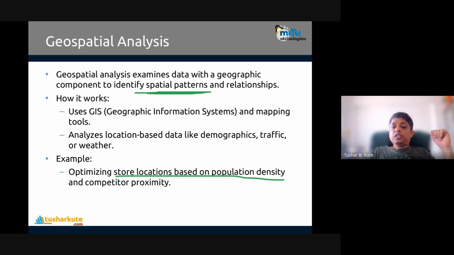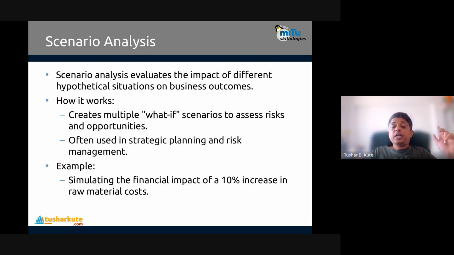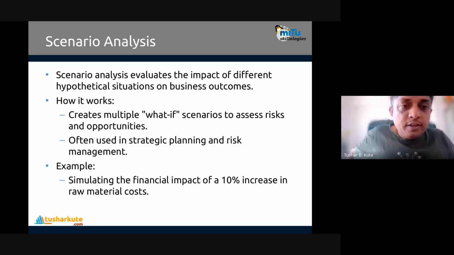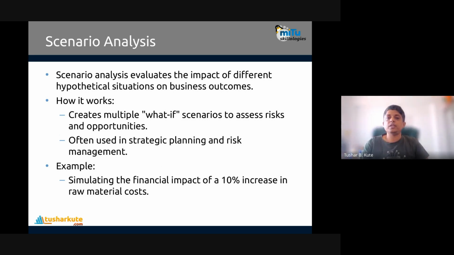Okay, so this can be easily done here with the help of geospatial analysis. These are the analytical methods. The last analytical method used in business intelligence is scenario analysis. What is that? It evaluates the impact of different hypothetical situations, what-if kinds of situations, on business outcomes. If this happens, then what? What action should we take? That we have to find with hypothetical situations.